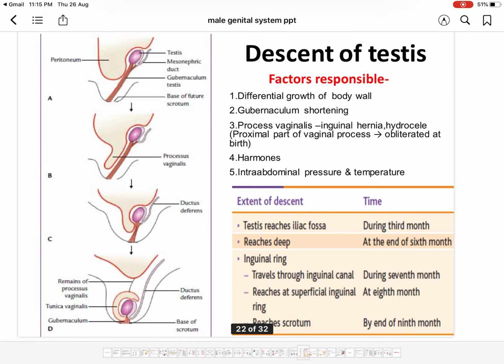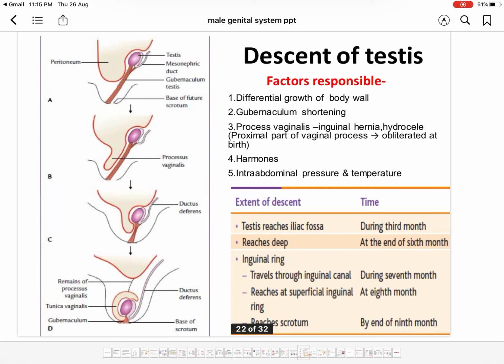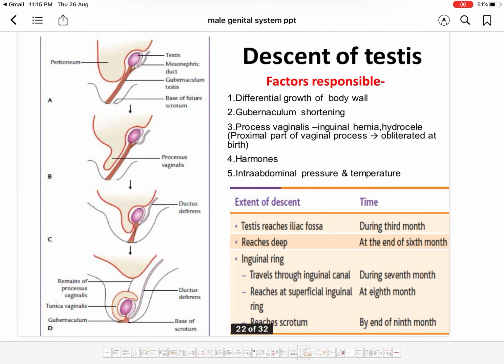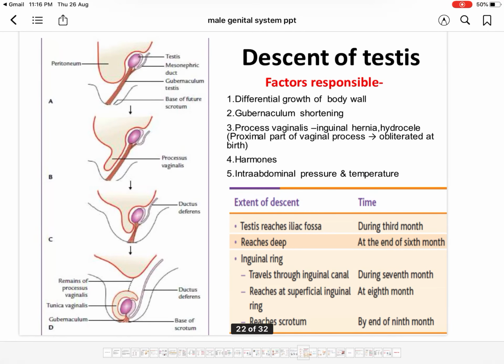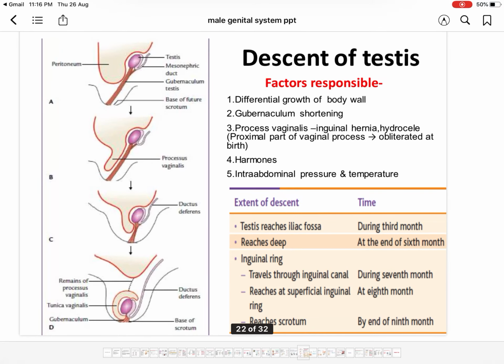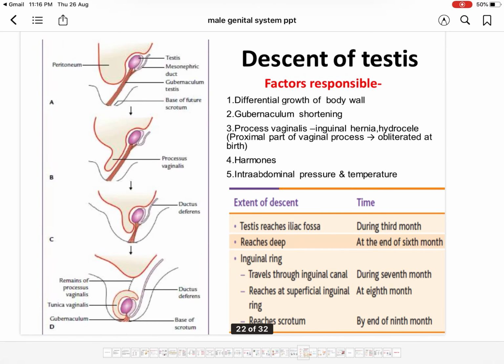Now the timings of the descent, which is also very important. Up to the third month, it will remain in the abdominal region. Then during the third month, the testis descent starts and it will reach the iliac fossa. Then it reaches the level of the deep inguinal ring at the 6th month. Then it comes into the inguinal canal at the 7th month, and reaches the superficial ring at the 8th month, and then it reaches the scrotum by the end of the 9th month.